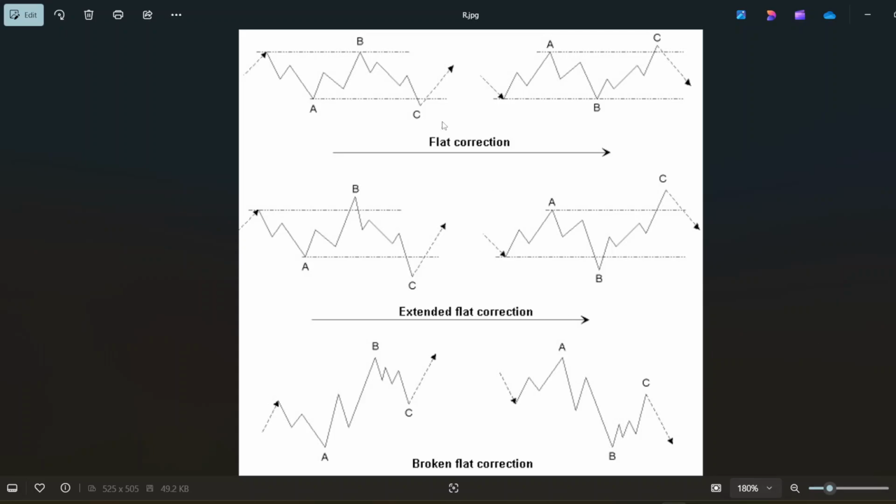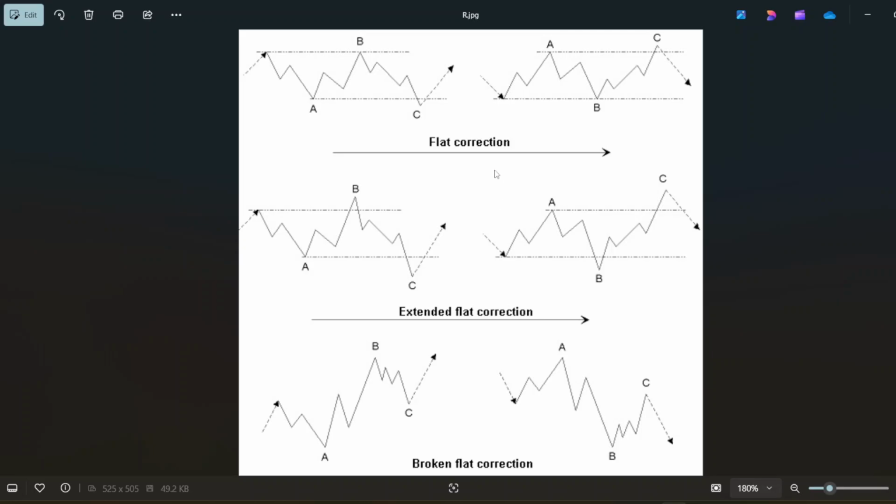The first step is to identify the 3-3-5 structure. Wait for the pattern to complete before jumping in, okay? Use Fibonacci retracements to confirm wave B's extension. If it surpasses 100% of wave A, you may be looking at an expanded or a running flat correction, okay?